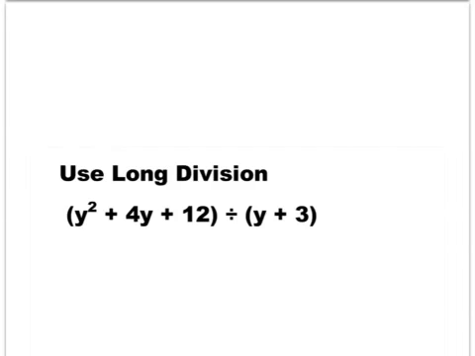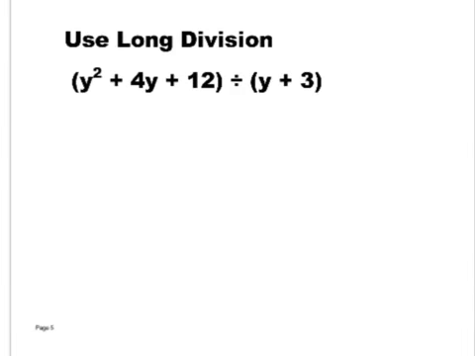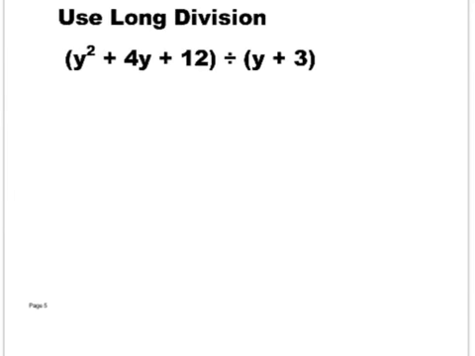Alright, now it gets a little bit harder. Sometimes there's not a common factor, just something you can factor out. So instead what we're going to do is use long division. Write this down: y squared plus 4y plus 12 divided by y plus 3. Could we factor y squared plus 4y plus 12? What would add to give me 4 and multiply to give me 12? Nope, because they're both positive, so you can't subtract. Is there anything that factors there? No. That's why we use long division.